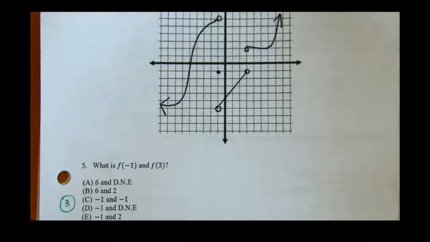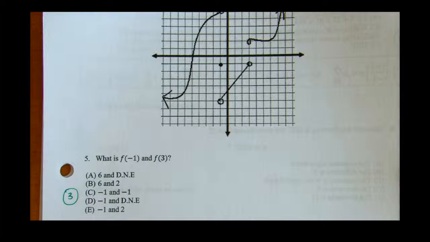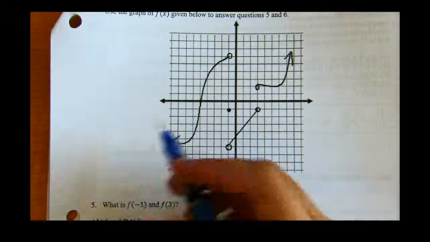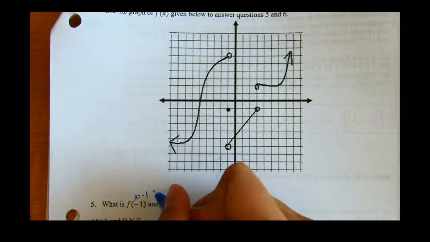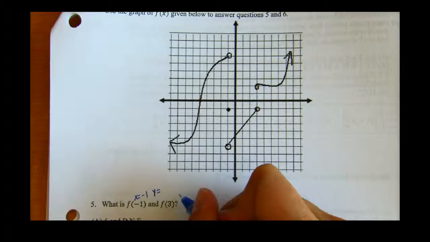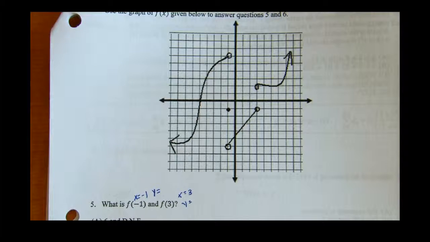Moving on to question number 5. This is number 3 in the makeup exam. What is f of negative 1 and f of 3? Well, f of negative 1, so this is giving me an x value, so x equals negative 1. I want to know what does y equal. With this one, x equals 3. Again, I want to know what does y equal at that point.